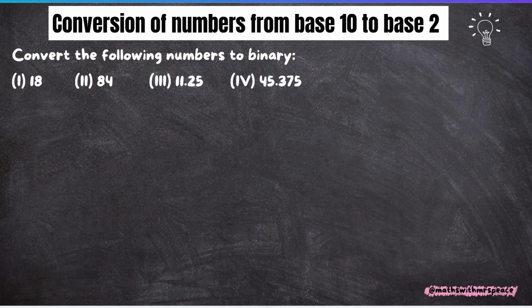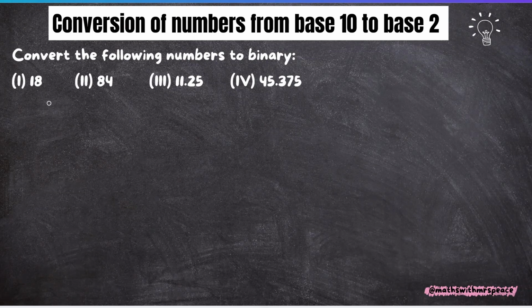So we have four examples here that we'll be using to learn this conversion. We have two whole numbers and we have two decimal fractions. So let's see how to do the conversion from each of these numbers. Let's start with the first example.